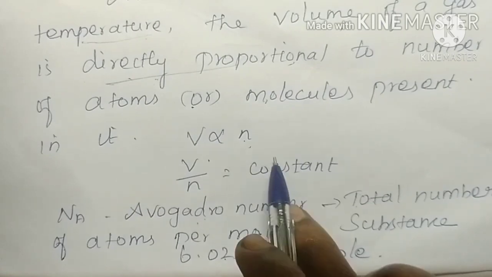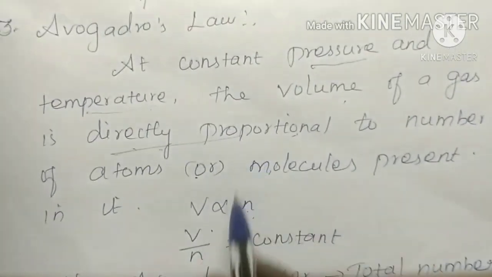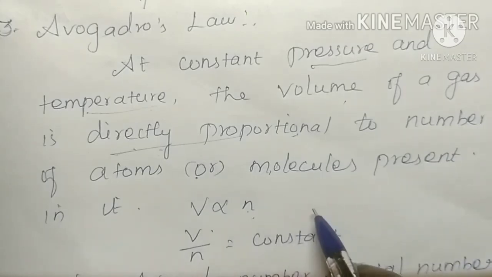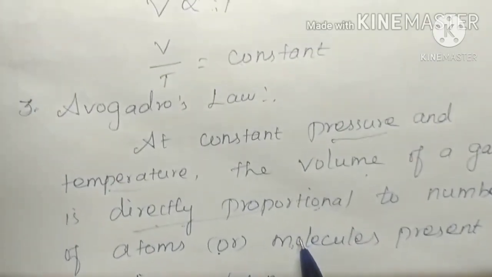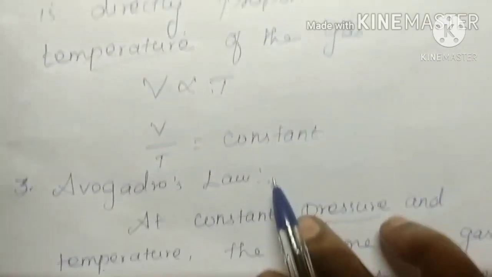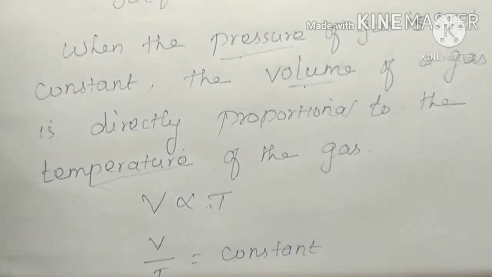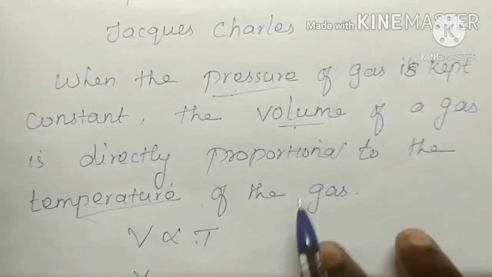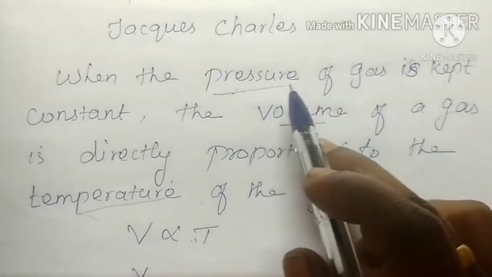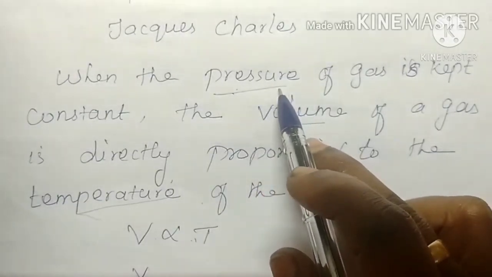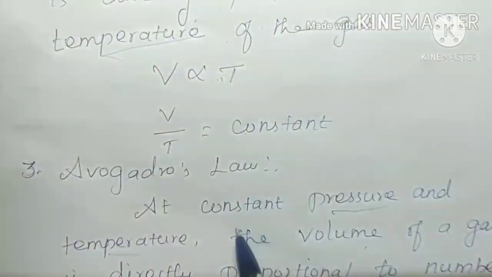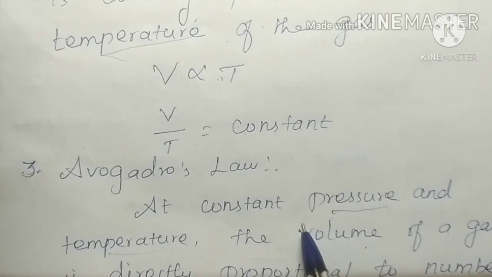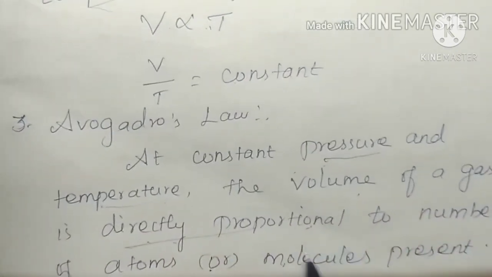These three definitions, three laws, are a very important 2-mark question: Boyle's law, Charles' law and Avogadro's law. In Boyle's law, temperature is constant. In Charles' law, what is constant? Pressure is constant, and the volume is directly proportional to temperature. And in Avogadro's law, pressure and temperature are constant, and volume is directly proportional to the number of atoms or molecules present.